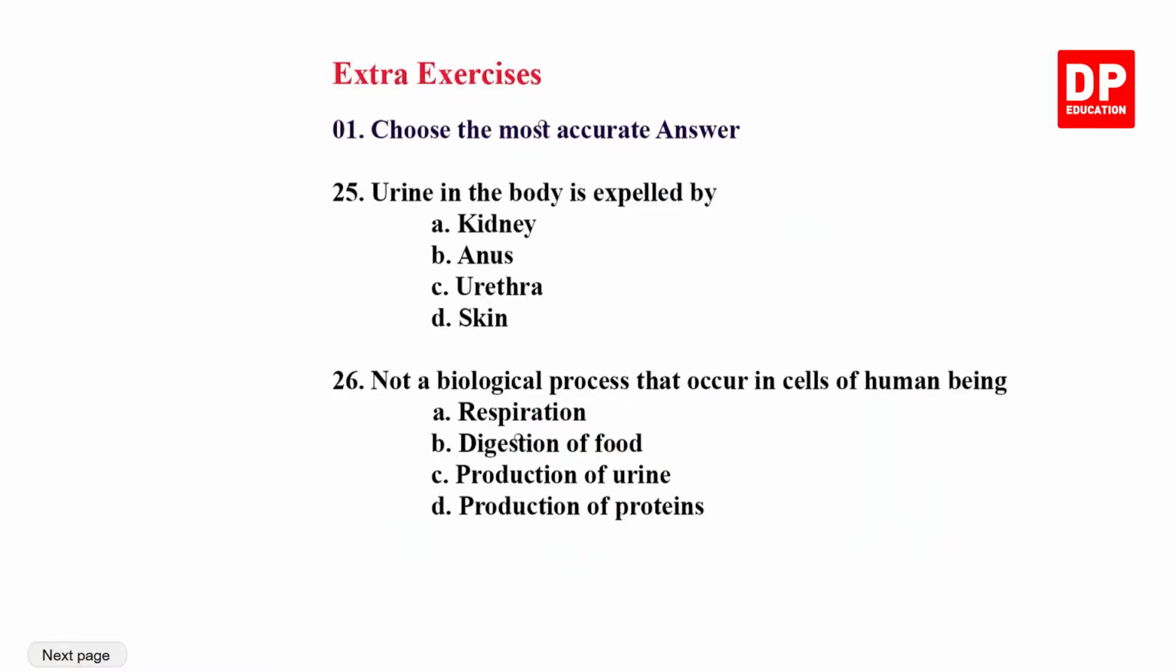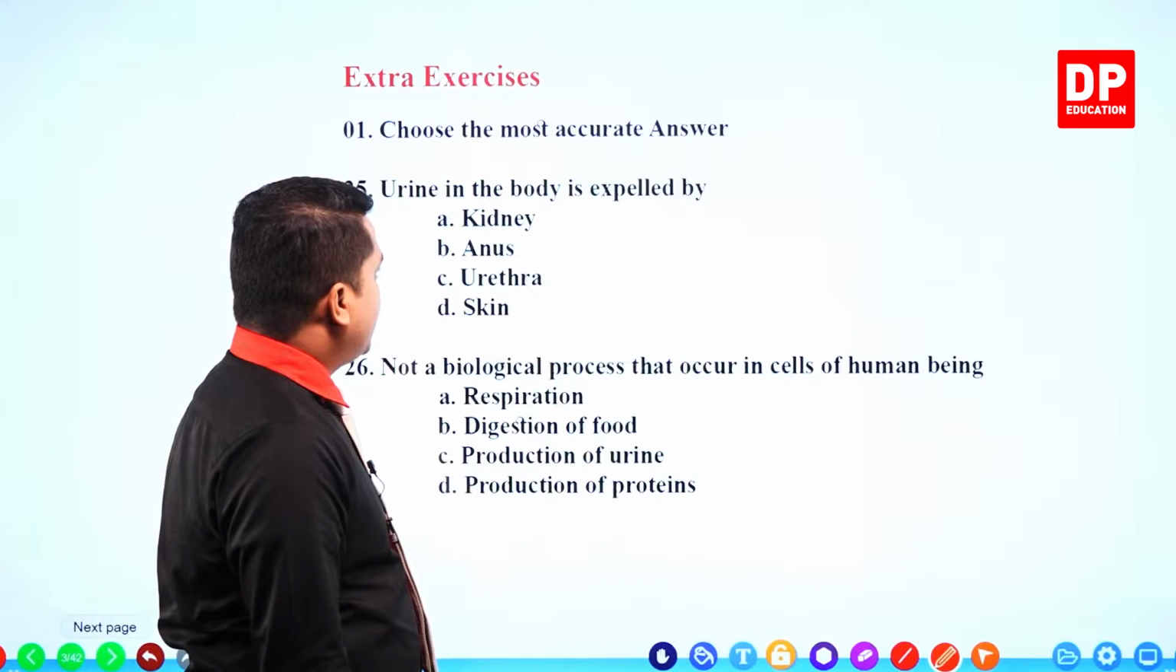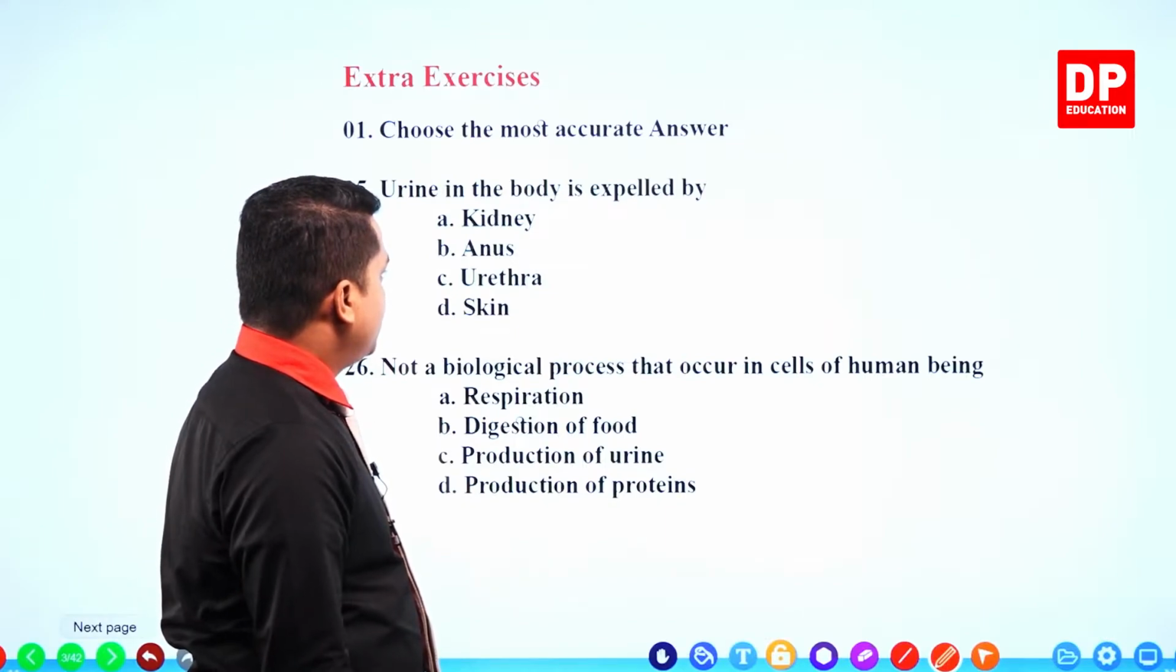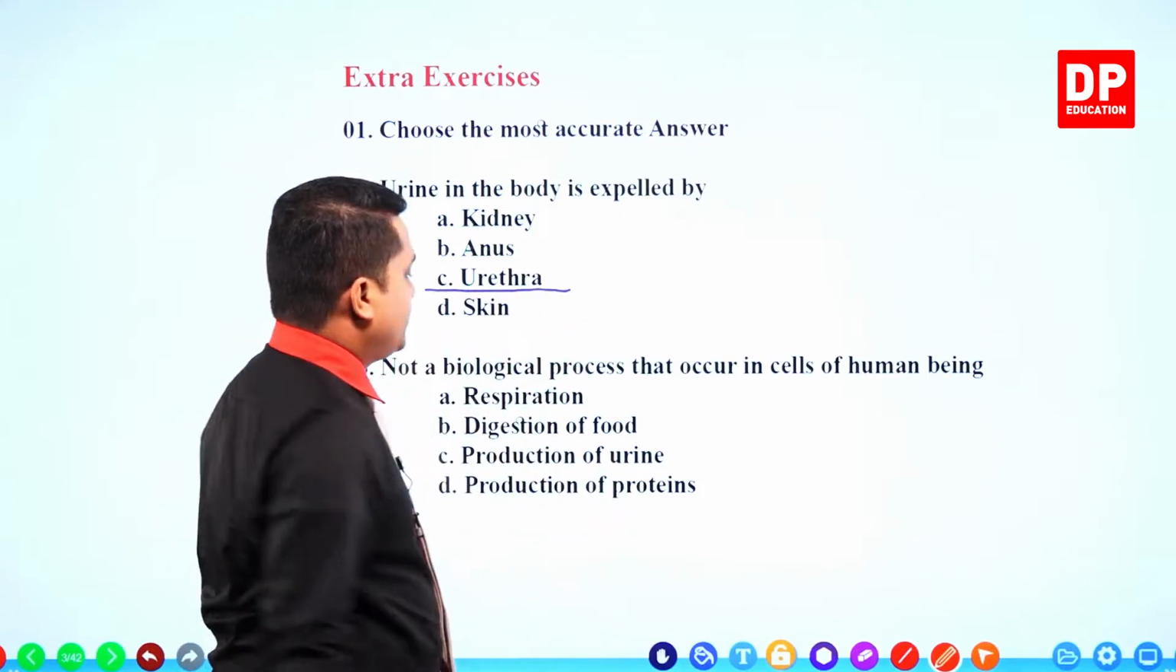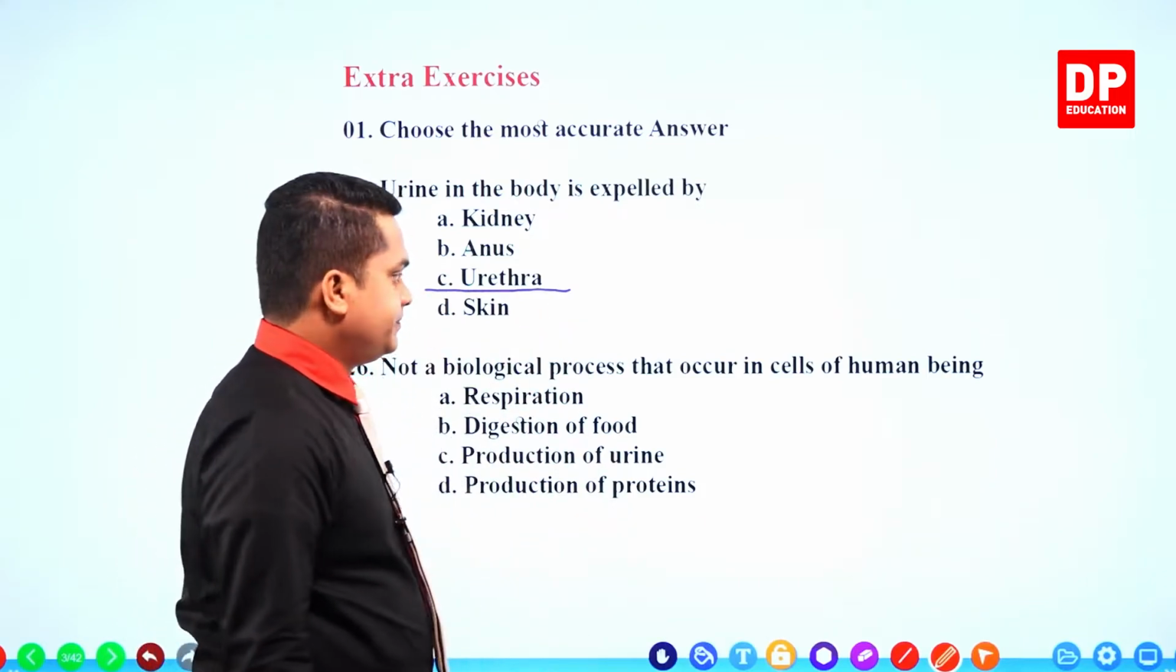Urine in the body is expelled by kidney, anus, urethra and skin. So urethra is our answer.